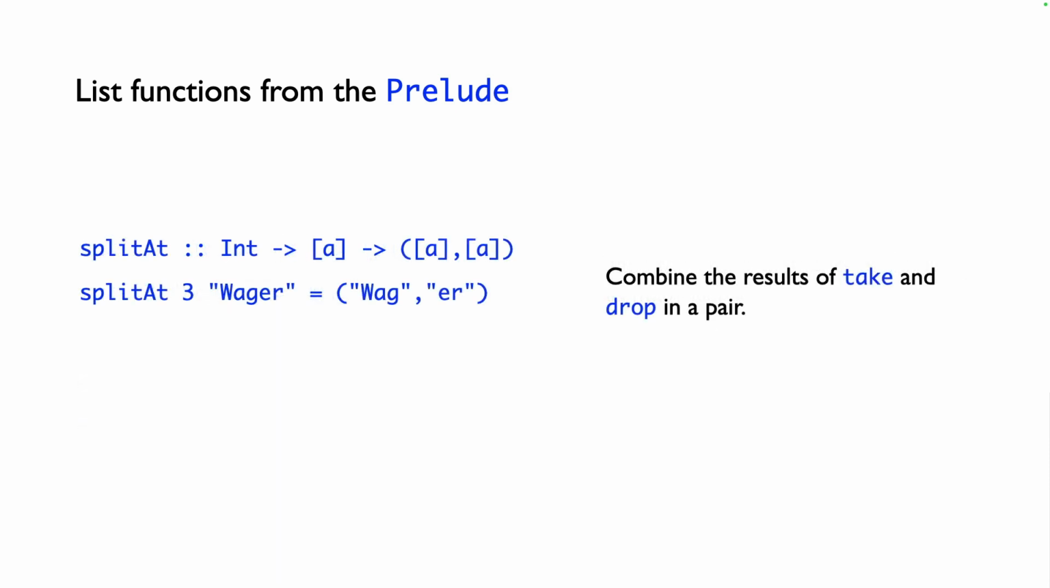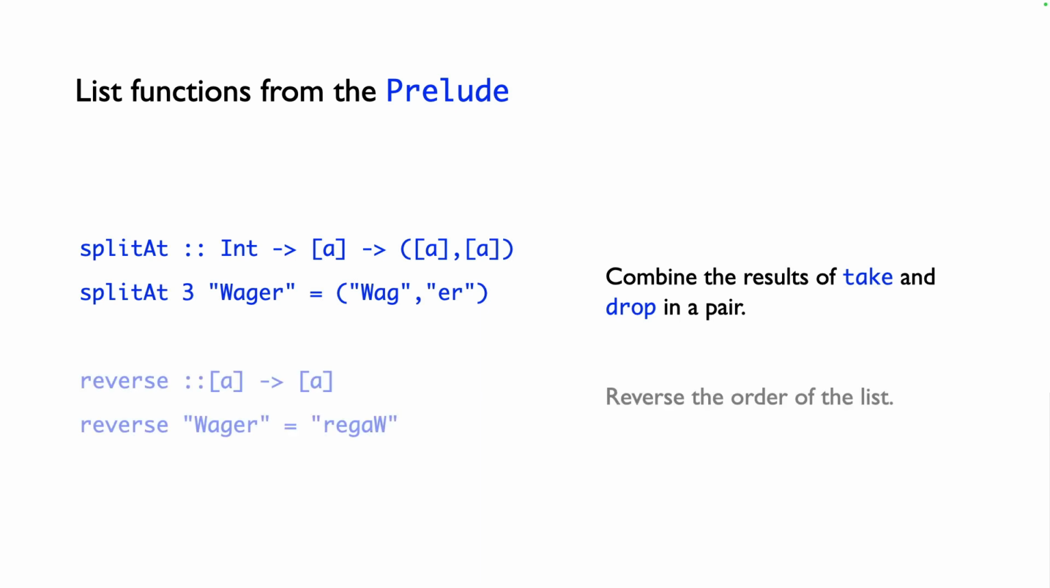And there's a single function, split at, which combines the results of the 2 and gives you a result as a pair. So here that splits the list after 3 elements. So you get the front half and the back half as the 2 elements of that pair.